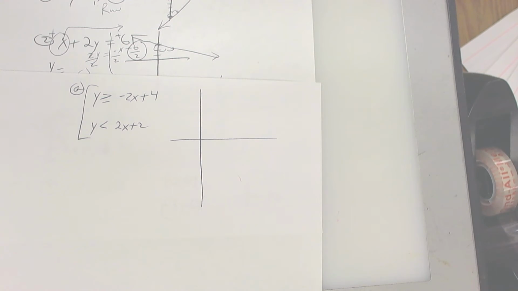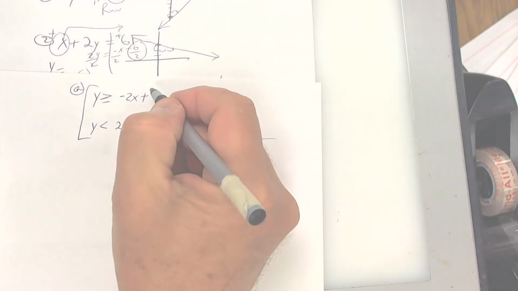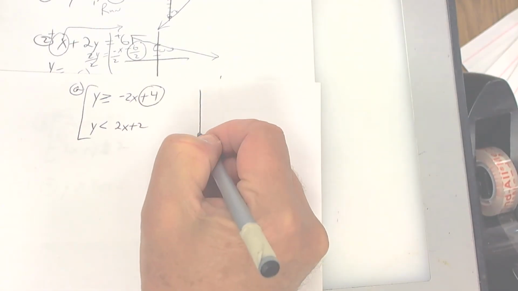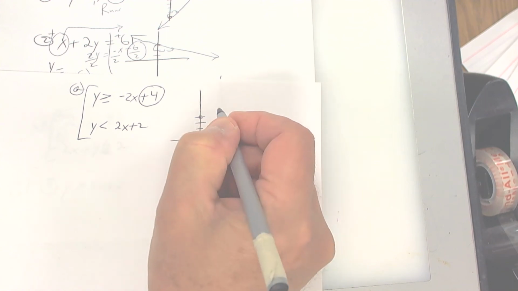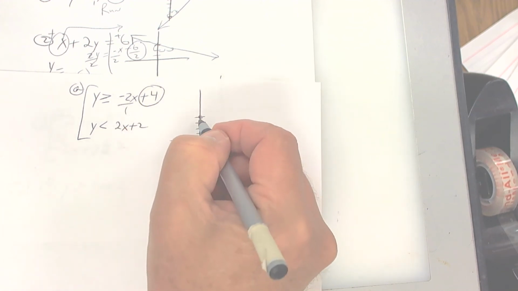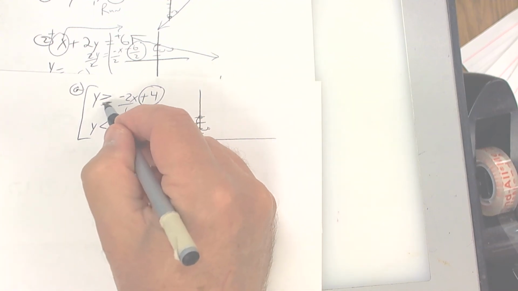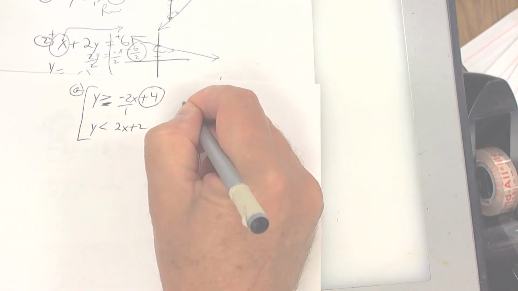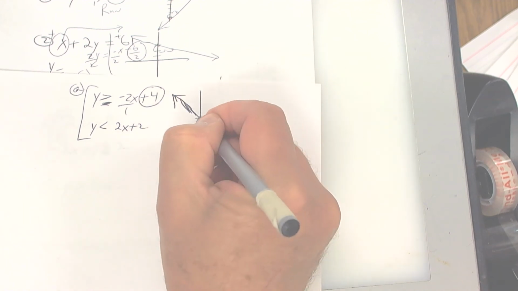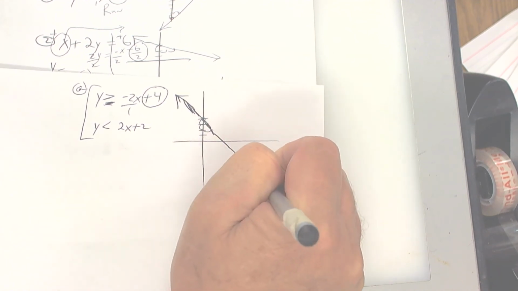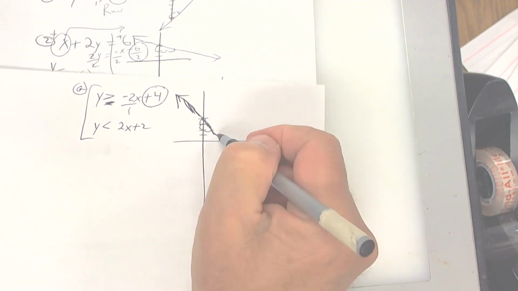We're going to use a test point. Here, your y-intercept is 4. So 1, 2, 3, 4. Put a dot. Your slope is down 2 and then to the right 1. Now, you see that little mark under here? That means it's going to be a solid line. Solid. Now, you're going to use a test point.